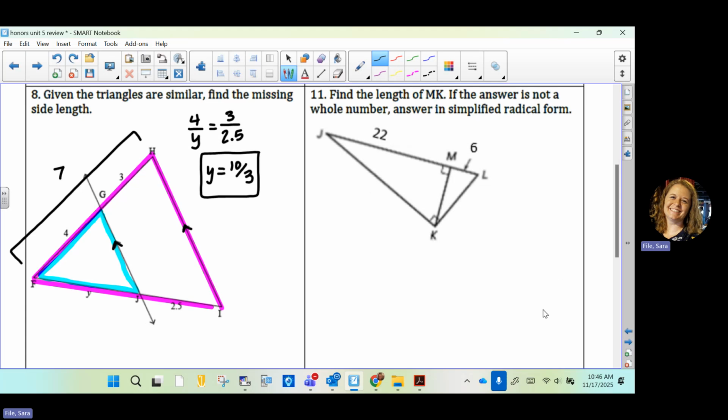So this is a geometric mean question. We have an altitude in a right triangle. Our right triangle, JKL, has this altitude from the right angle drawn, KM. So this is geometric mean. Now what I'm looking for, I'm going to put an X on MK. That's the actual altitude or the height of that triangle. So we have to use the altitude rule of geometric mean.